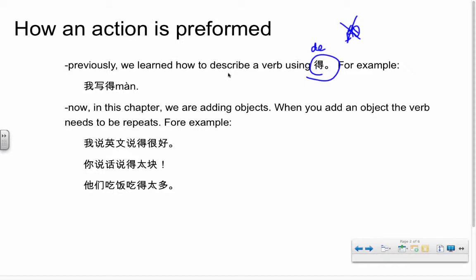But in this chapter we're also adding objects. So the basic structure, instead of subject, verb, 得, adjective, we now have subject, verb, object, verb, 得, adjective. So here are a couple examples.